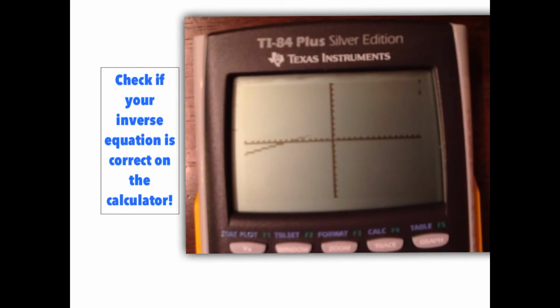Graph it. There's your original function, the parent linear function, and our inverse equation. You can see that the original function and the inverse equation are reflected over that y equals x line. So that means your inverse equation is correct.